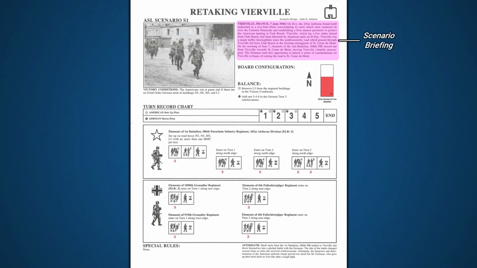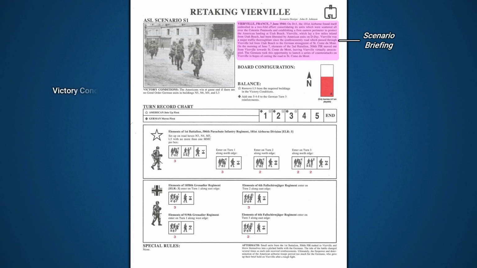Vierville was a major traffic thoroughfare since the southwesterly road which passed through Vierville led from Utah Beach to the German strongpoint of Saint-Côme-du-Mont. On the morning of June 7th, elements of the 2nd Battalion, 506 PIR, moved out from Vierville towards Saint-Côme-du-Mont, leaving Vierville virtually unoccupied. The Germans took this opportunity to launch a series of counterattacks on Vierville in hopes of cutting the road to Saint-Côme-du-Mont. So essentially, the Americans need to hold Vierville from a German counterattack.